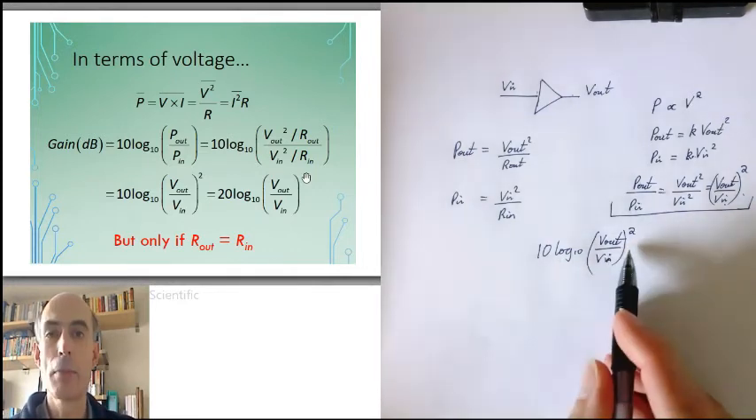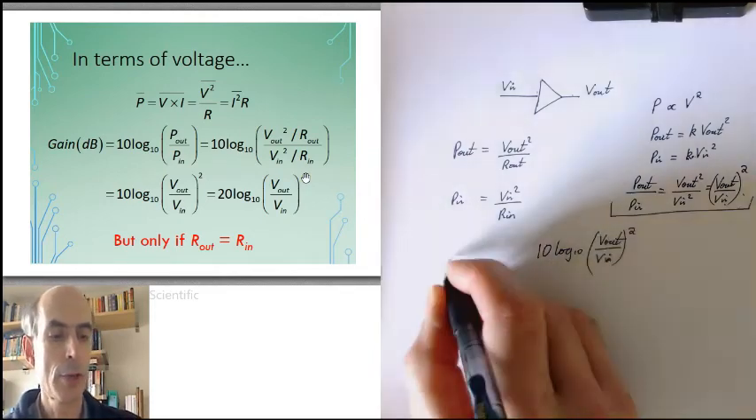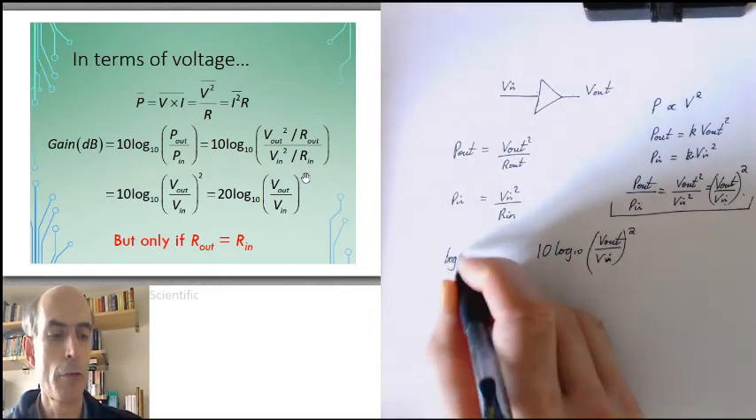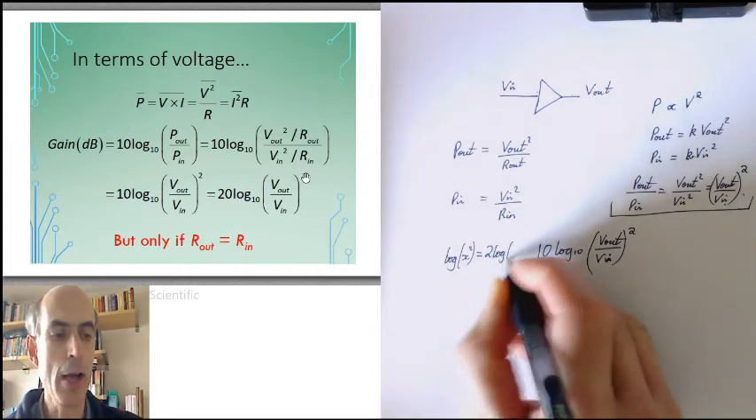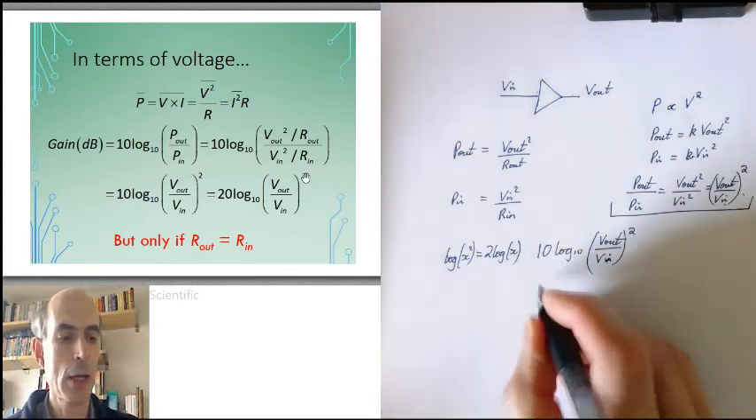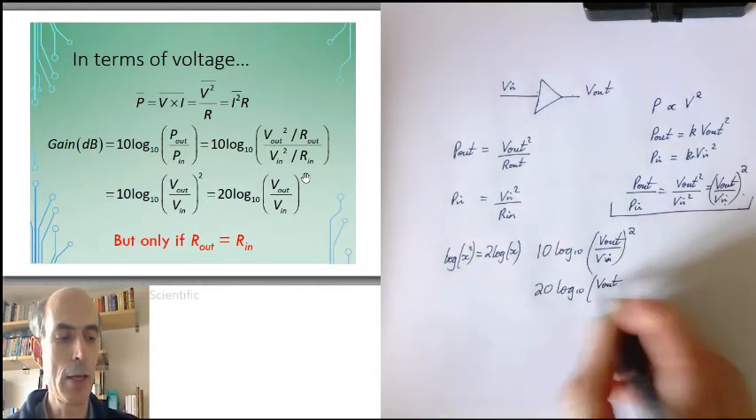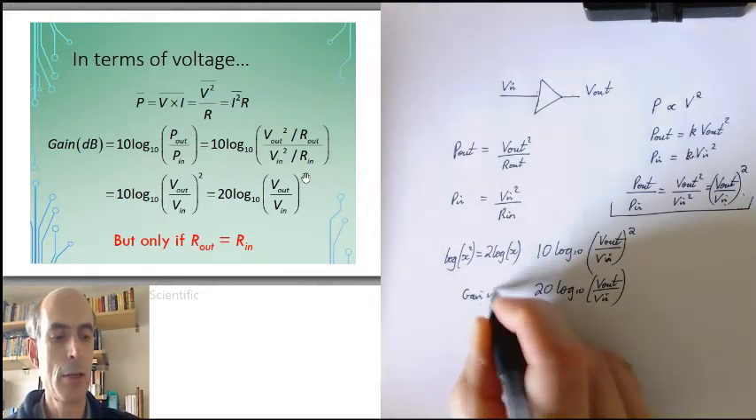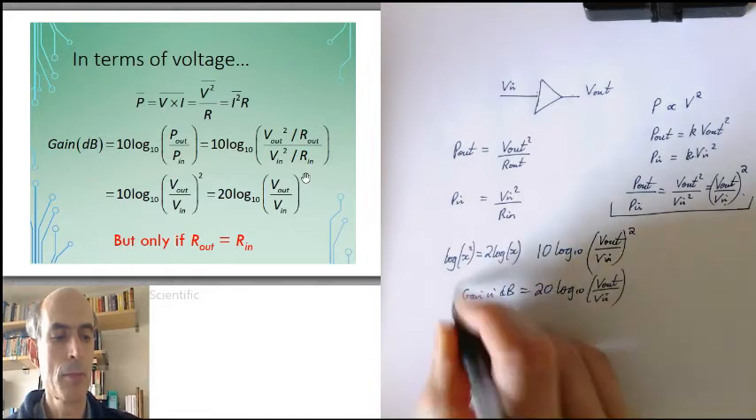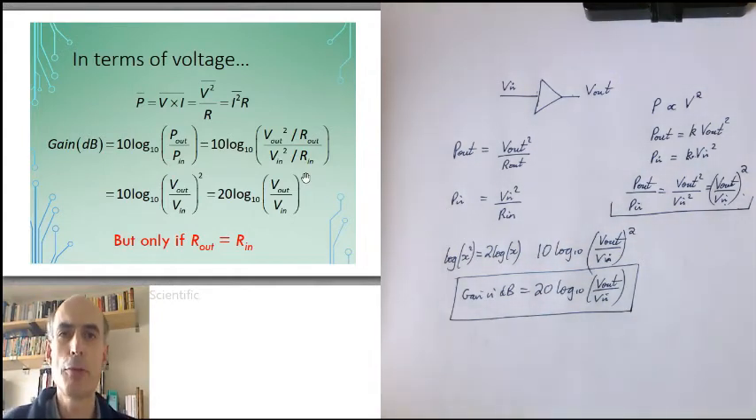Although, actually, we tend to use the useful property of powers that the log of x squared is equal to twice the log of x, and just write this as 20 log 10 V out over V in. And that is the gain in dB when you know the output and input voltages, but not the output and input powers.